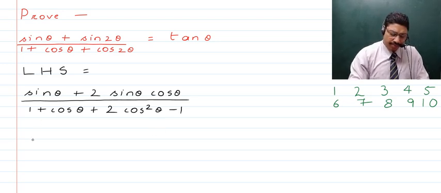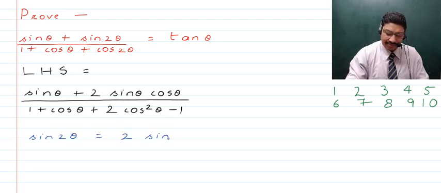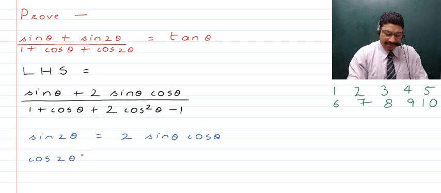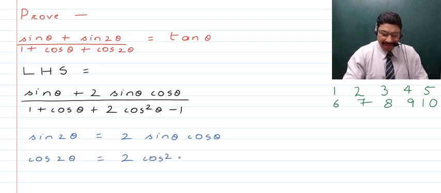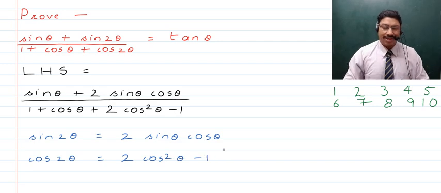Now to quickly remind you, I will just write these formulae. The first is, when you talk about sine 2 theta, that's equal to 2 sine theta cos theta, right? And further, if you talk about cos 2 theta, then that becomes equal to 2 cos square theta minus 1, the one that we are using. Obviously, you have learned more.